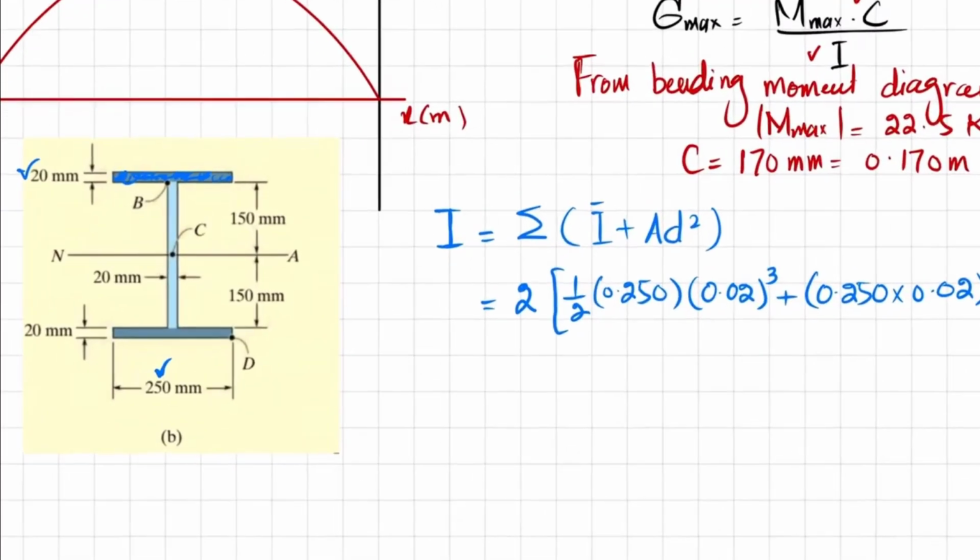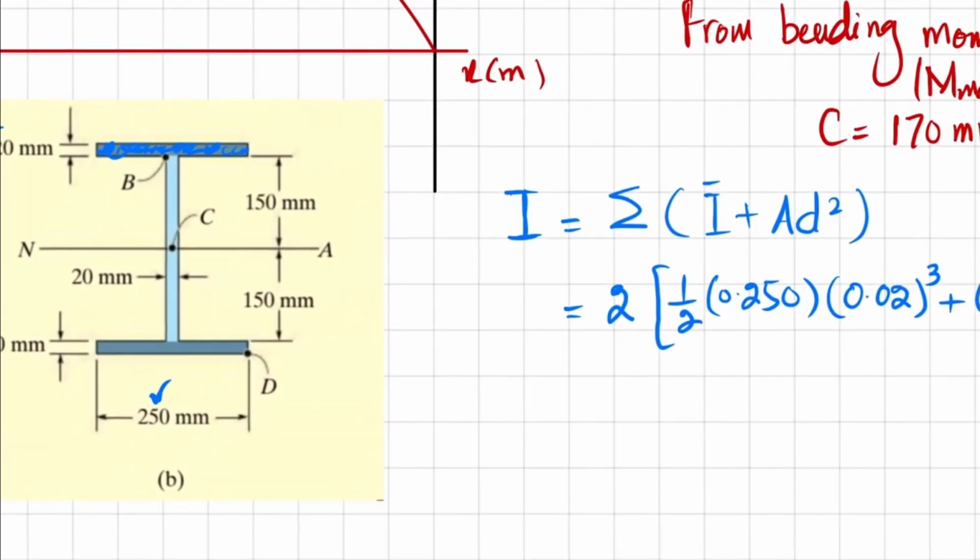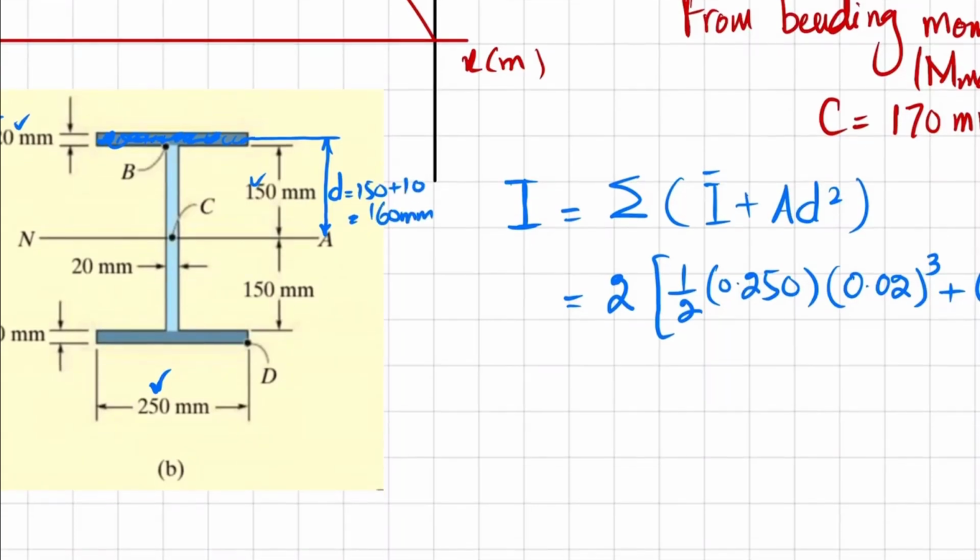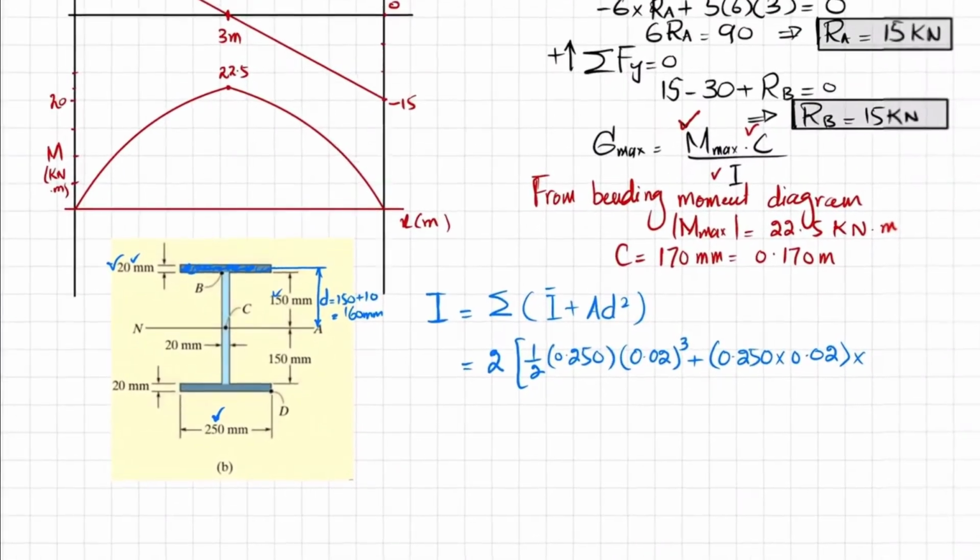Now D square is, if I zoom it, D will be from the neutral axis till the middle of this. So this is your D. Clear? And this D is equal to 150 plus half of 20, which is 10. And that will be equal to 160 millimeter. So D will be 160 millimeter.